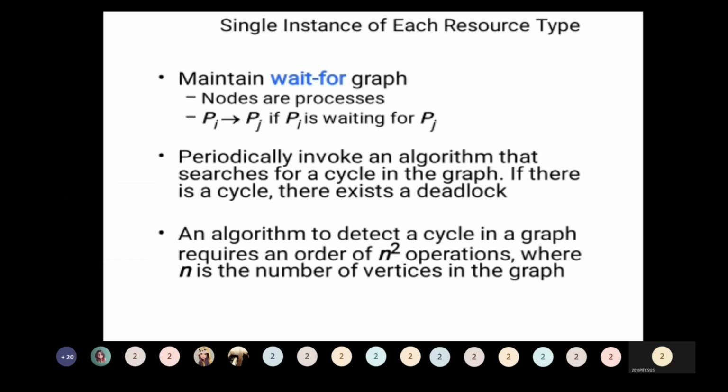Periodically invoke an algorithm that searches for a cycle in the graph. If there is a cycle, there exists a deadlock. If there is no cycle, then there is no deadlock. An algorithm to detect a cycle in a graph requires an order of n squared operations, where n is the number of vertices in the graph.